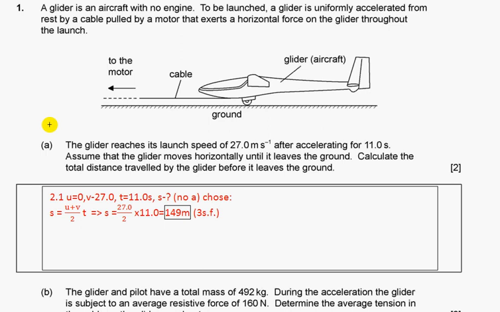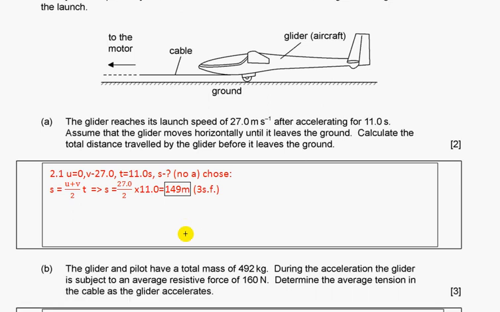So we assume the glider moves at constant acceleration. For this we use section 2.1. Given are u, v, t, and s should be found, so no a. We choose the formula out of the 4 without a. Rewrite this formula for s and find the answer to 3 significant figures. Why 3? Because the minimum here is 3 significant, so we keep 3 significant figures.